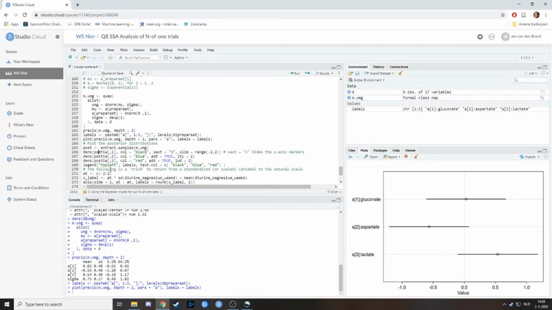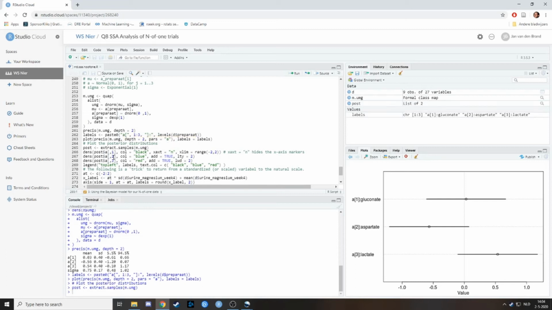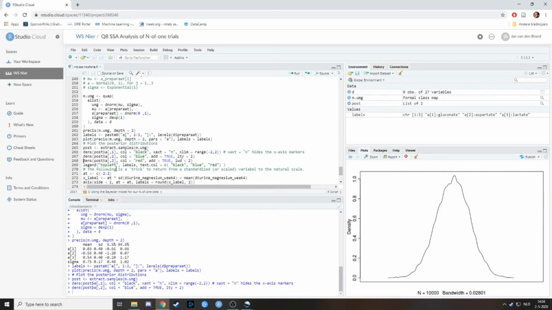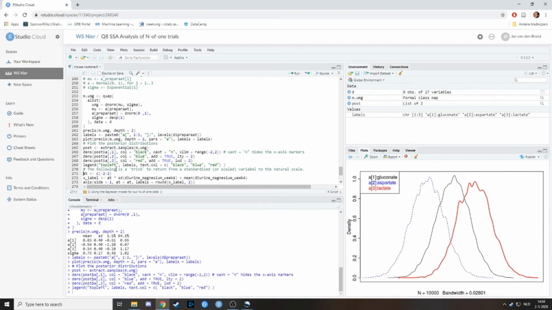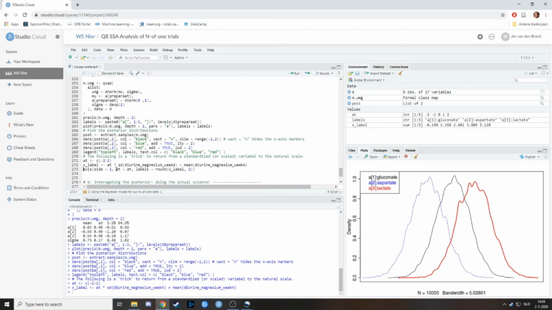And we can also sample the posterior, because still a plot like this gives you a sense of which preparation might result in the lowest excretions, but sampling from the posterior means that we can interrogate it. So we're gonna sample the posterior using the extract samples command, and we're gonna plot these values, add a legend, add some labels.